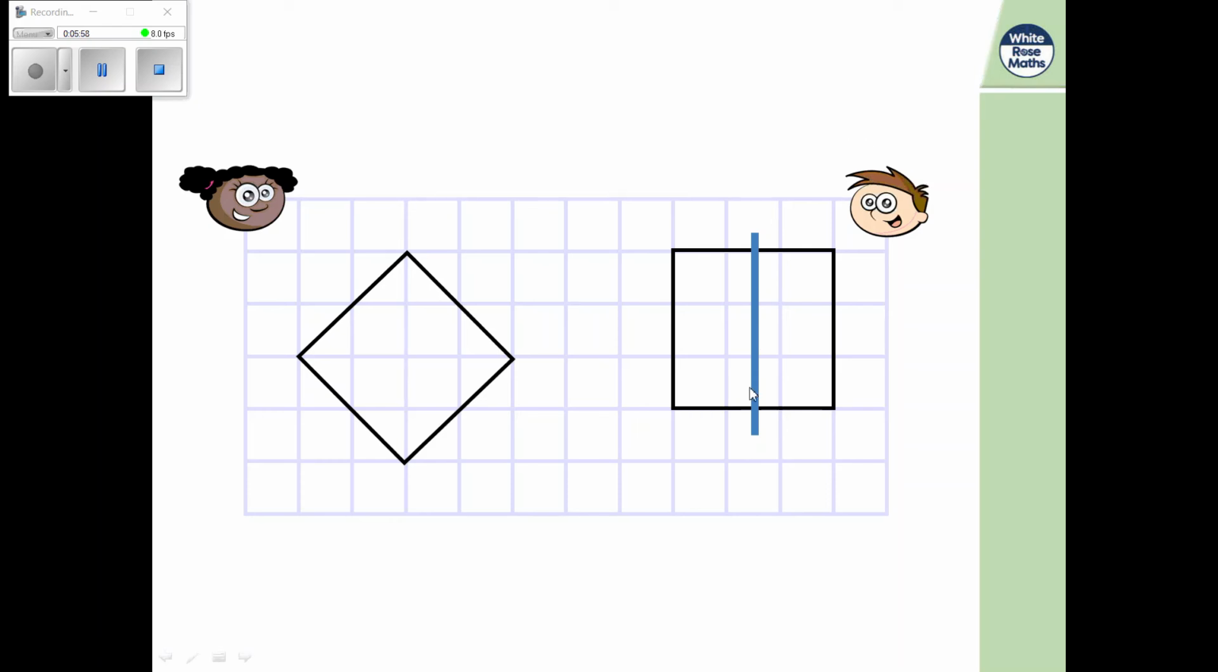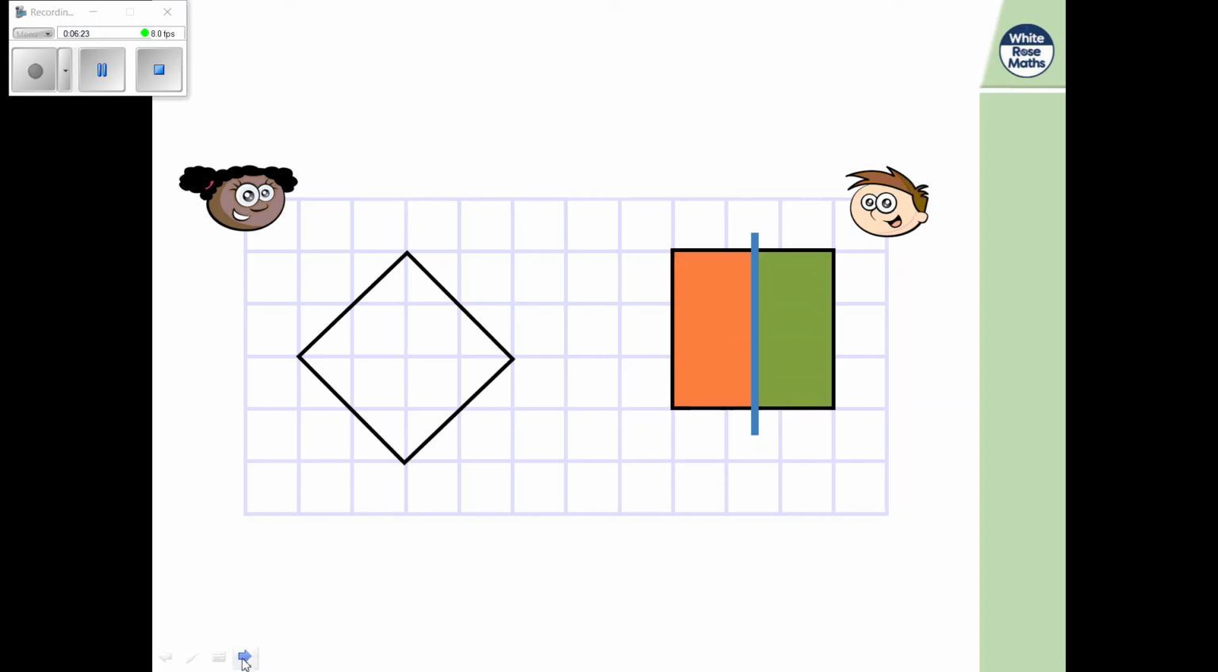So he thinks this is his line of symmetry. These squares can really help us now because we know that on one side we have 1, 2, 3 full squares and 1, 2, 3 half, so 3.5. And again on the other side, 1, 2, 3 full and 1, 2, 3 half square. So we know that he has drawn a line of symmetry. Now we're going to look at this little girl.